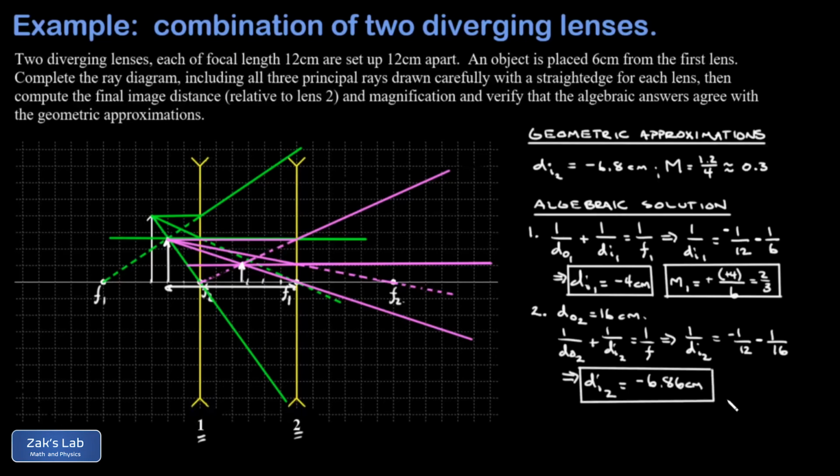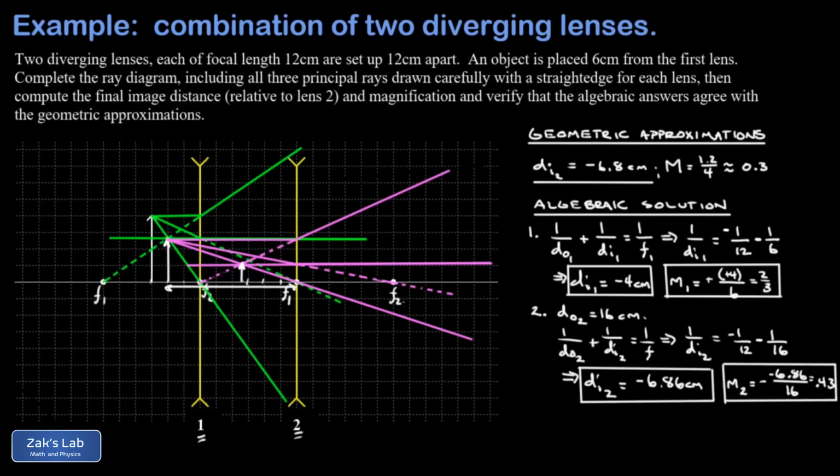So that's the real answer, and we can go back and check with our geometric approximation to make sure it's pretty close. Our approximation was negative 6.8 centimeters relative to lens number 2. We got negative 6.86, so this is pretty close. Now the magnification for the second stage is again a negative image distance, so there's a double negative there. 6.86 over the original object distance, which was 16. This gives me a magnification of 0.43.